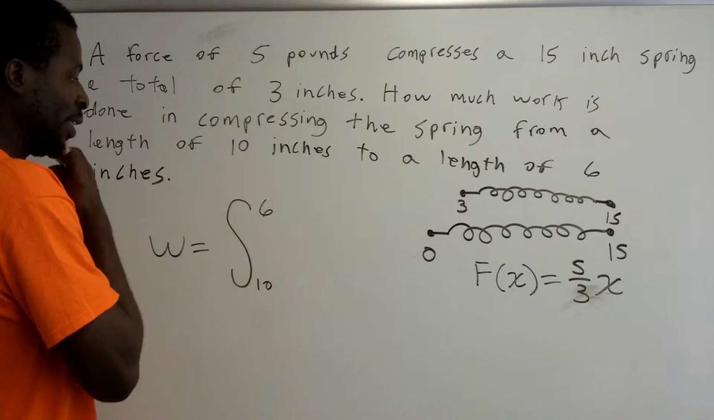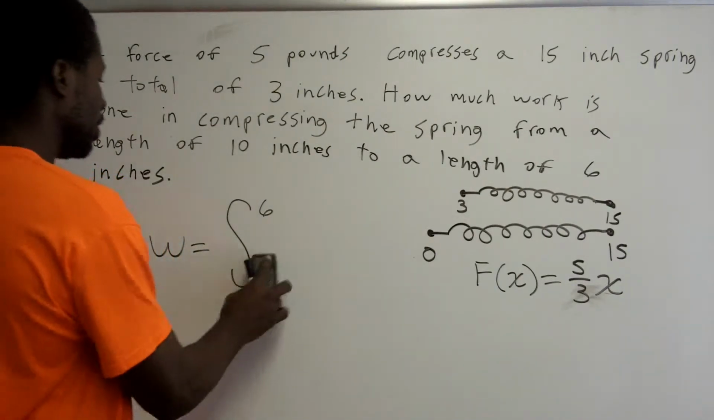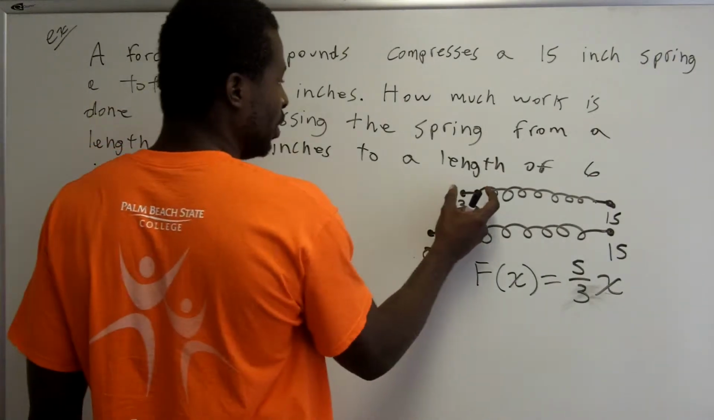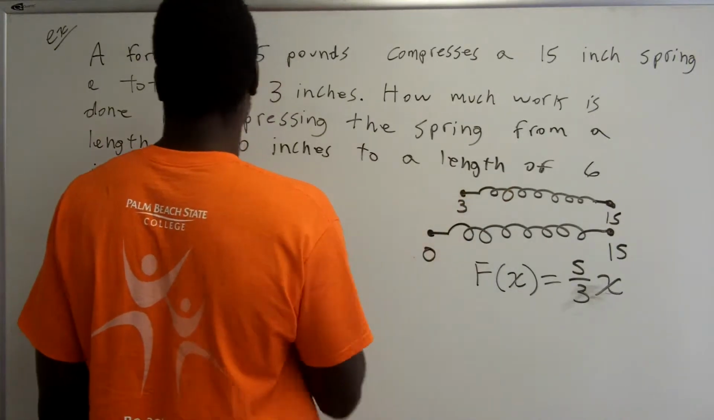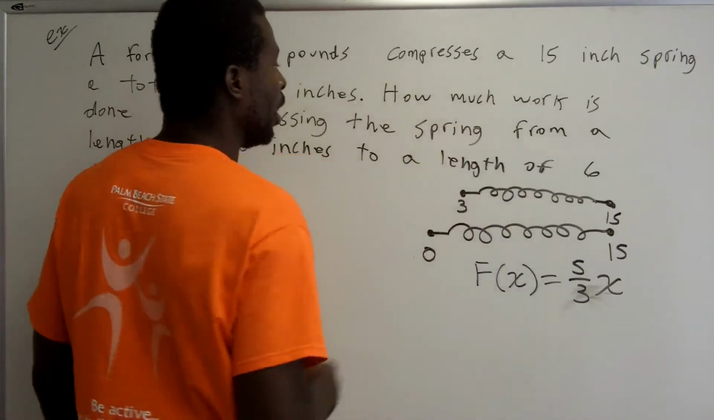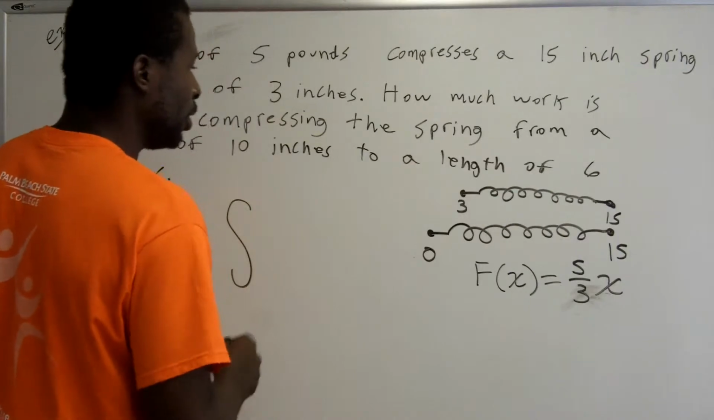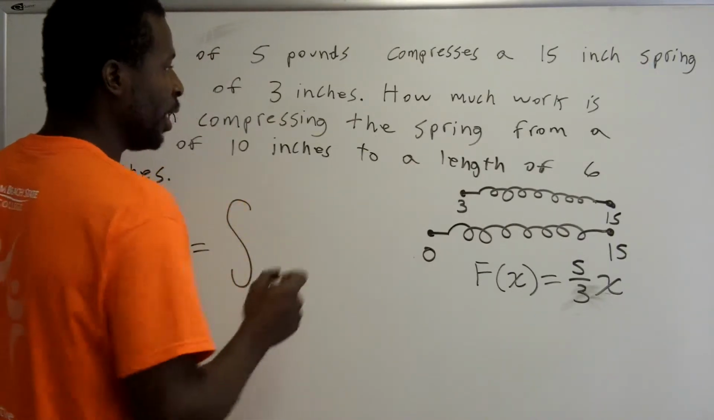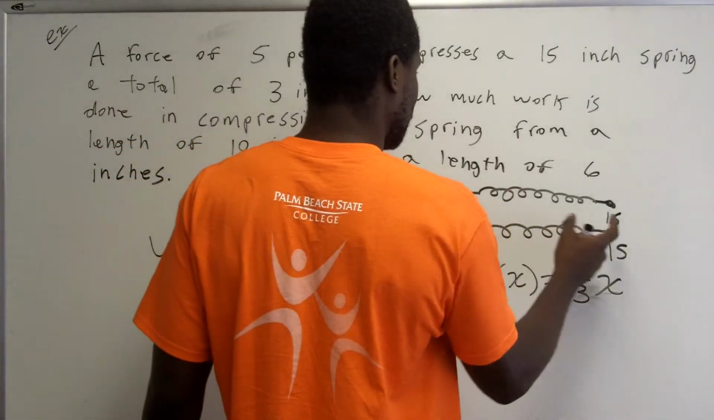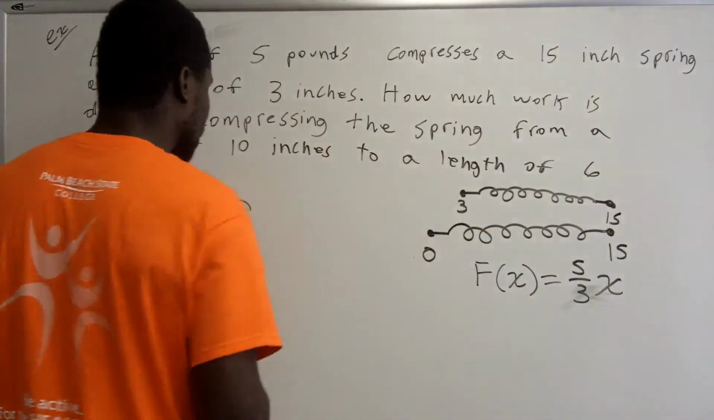So I'm compressing it from, well, I'm not compressing it from 10 to 6. If I've already compressed it so that the spring's length is 10, the original length was 15, so I've actually compressed the spring to 10, and then I compressed it an additional amount, and now the spring's length is 6 inches long. All right, sorry about that.